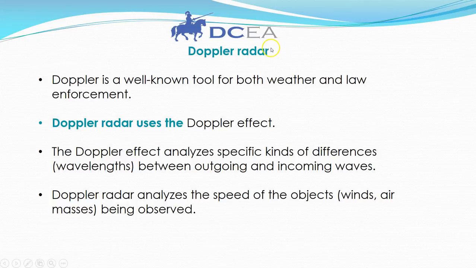Doppler radar. Doppler is a well-known tool for both weather and law enforcement. Doppler radar uses the Doppler effect. The Doppler effect analyzes specific kinds of differences, wavelengths, between outgoing and incoming waves. Doppler radar analyzes the speed of the objects, so it can analyze winds, air masses, and so forth that we're observing. This is how police officers also use Doppler to see if you're speeding.